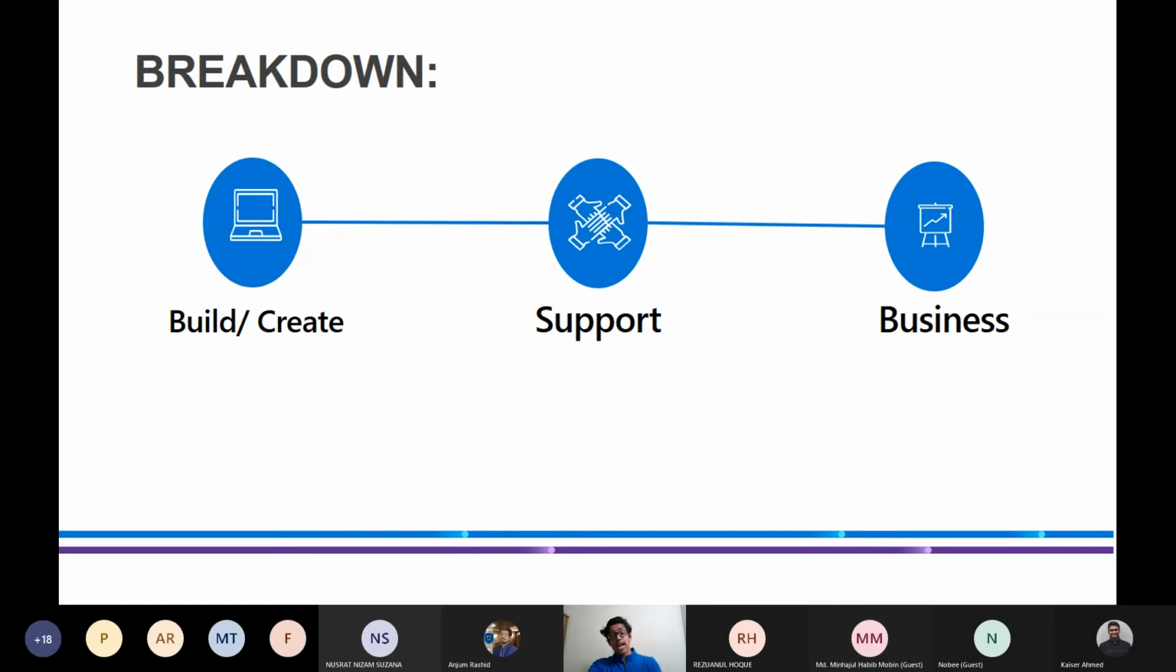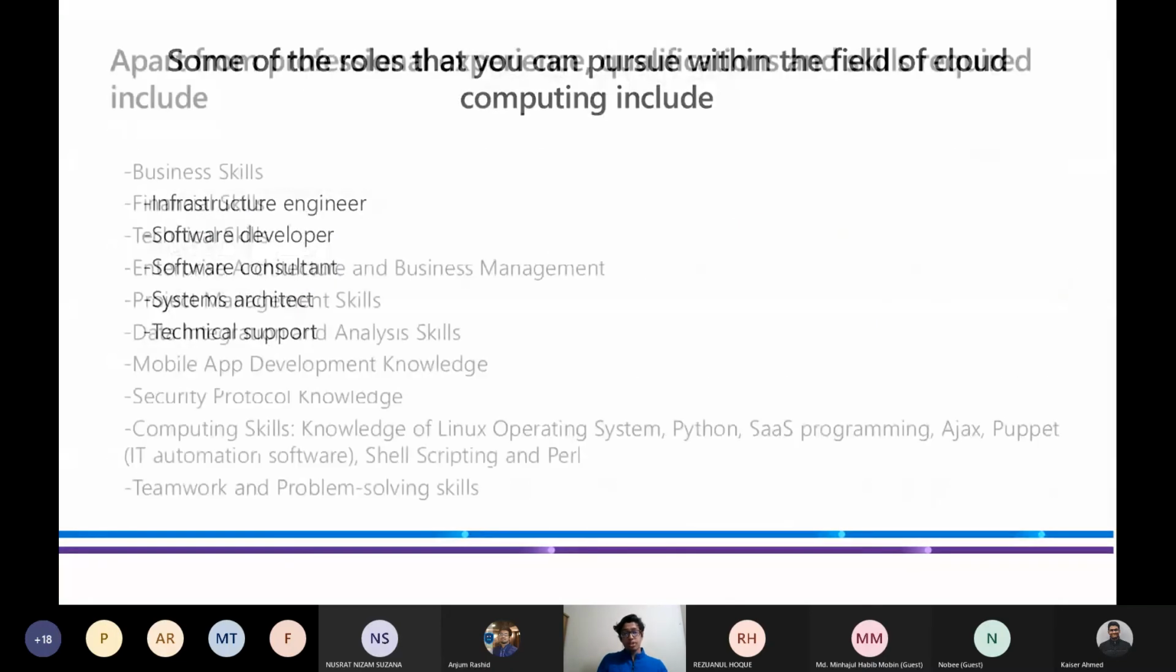Apart from just development and technical parts, let us think that you don't have any development or designing skills, but still you can be a part of the cloud network.